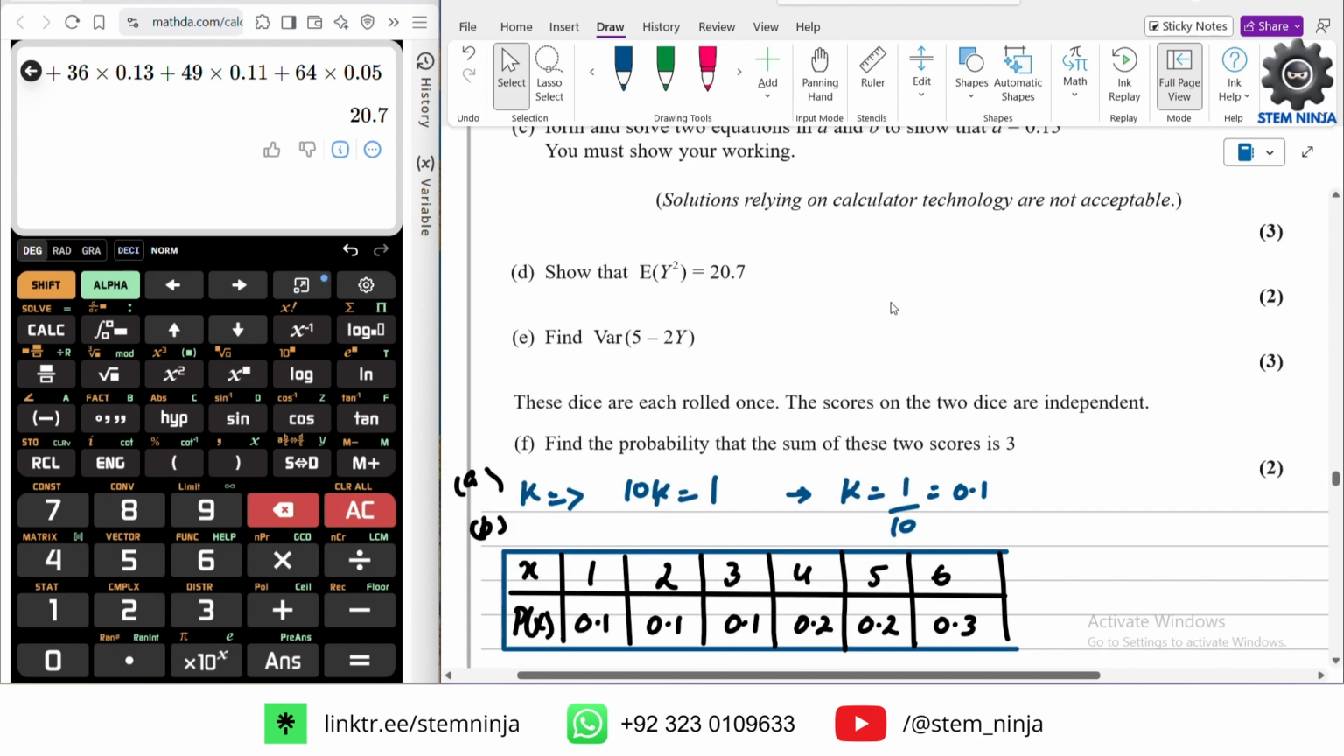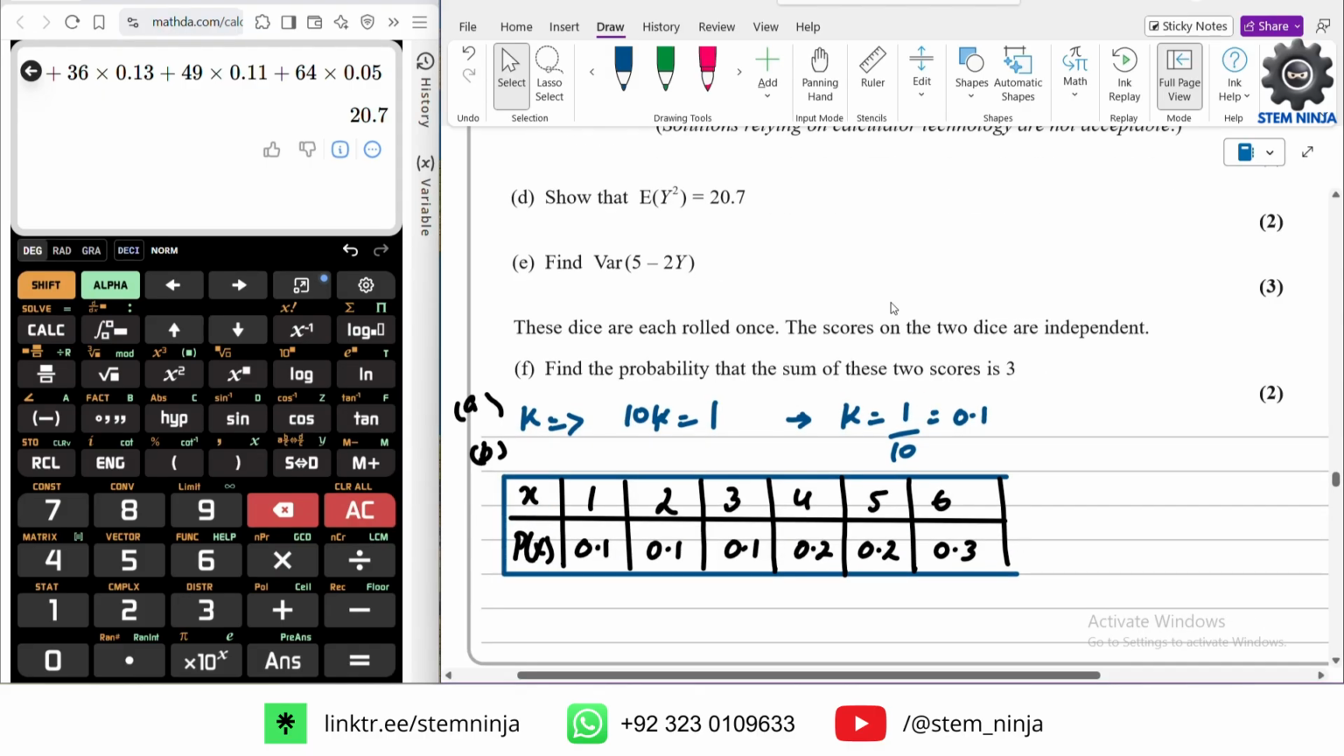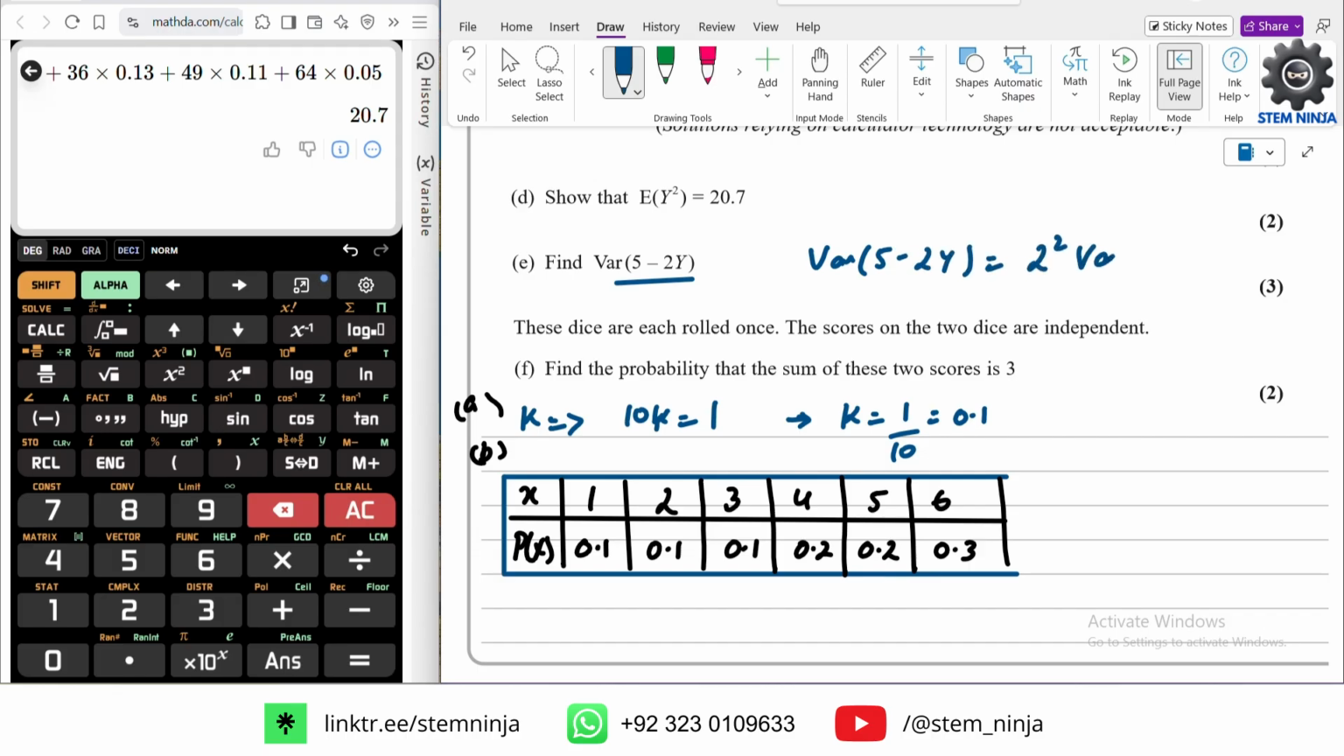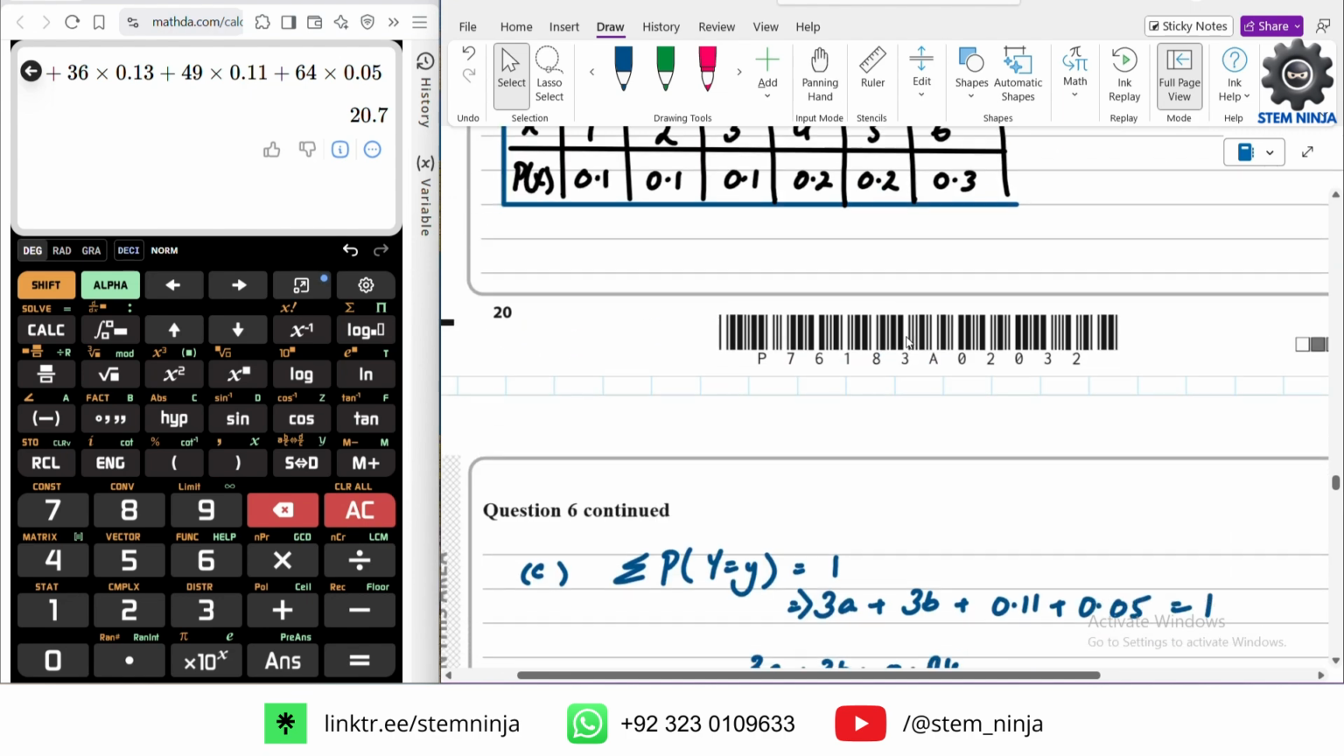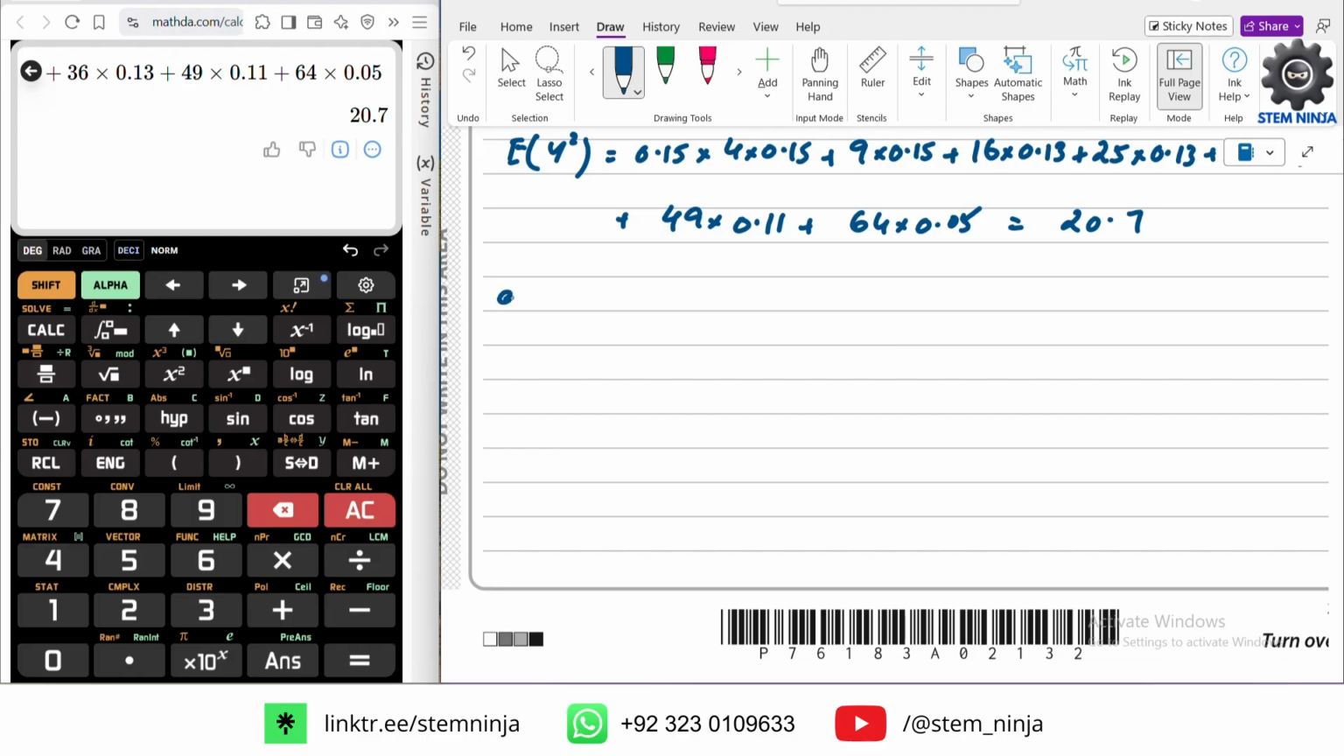Right? Okay. Find variance of 5 minus 2y. Okay. So remember, this is now another variable. So the variance of this 5 minus 2y would just be basically 2 squared times variance of y. Right? Variance is already supposed to be a square, so we can't use the negative. So variance of 5 minus 2y is simply equal to 2 squared times variance of y.